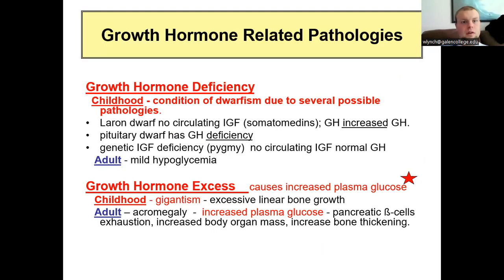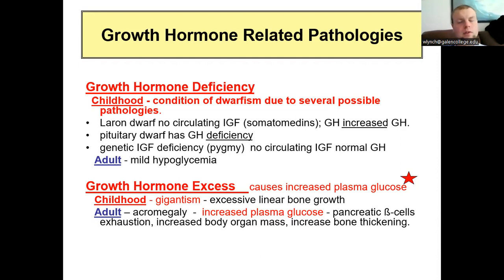Pathologies that we see here: growth hormone deficiency is going to be differential based on childhood or adulthood. In childhood, if we have growth hormone deficiency, this can severely hamper our ability to grow to a normal skeletal size. So in childhood, GH deficiency is basically how we get dwarfism. A Laron dwarf is going to have no circulating somatomedins. So growth hormone is still there. Growth hormone just has no effect on the growth of tissue through IGF.